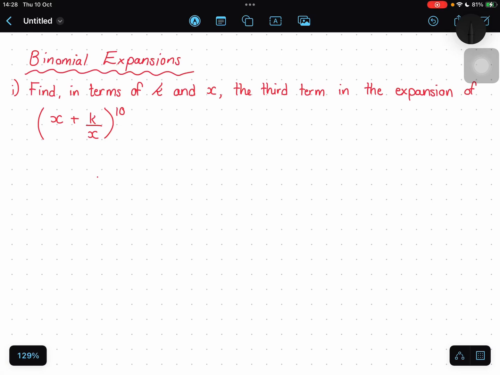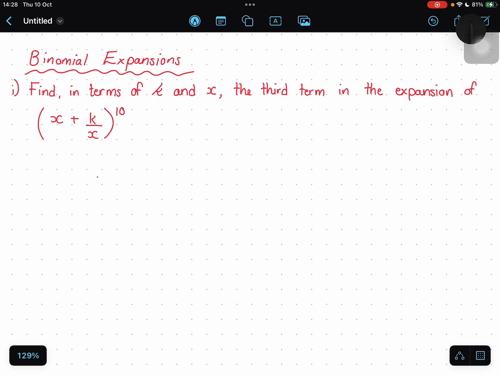Okay, so looking at our binomial expansions, this question says find, in terms of k and x, the third term in the expansion of this. Now, we know how to do general terms in binomial expansions. We went through the easiest way to do this, and I also put up a video for you guys on it. We went through the typical behavior of a binomial expansion at any particular term.